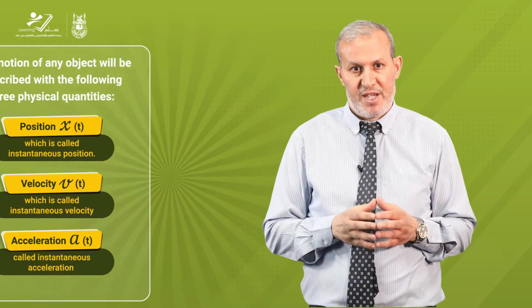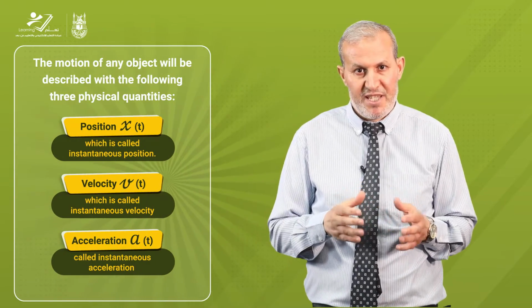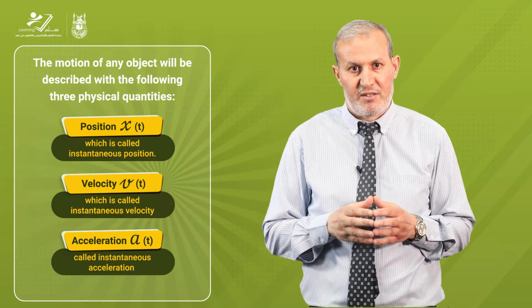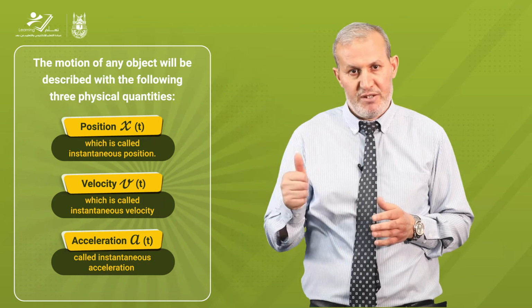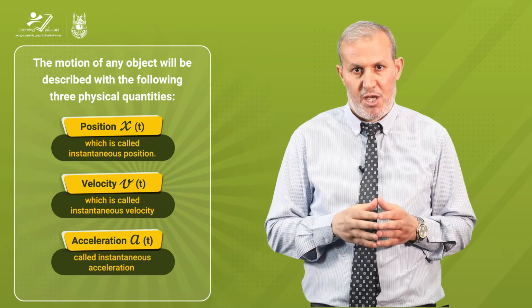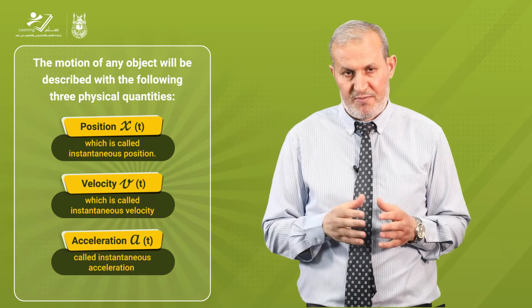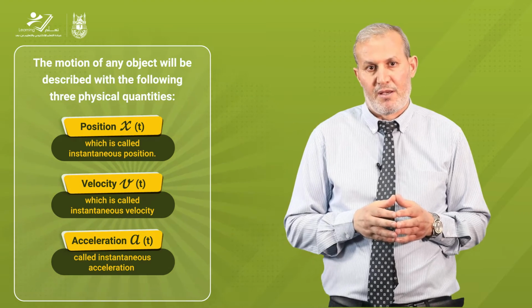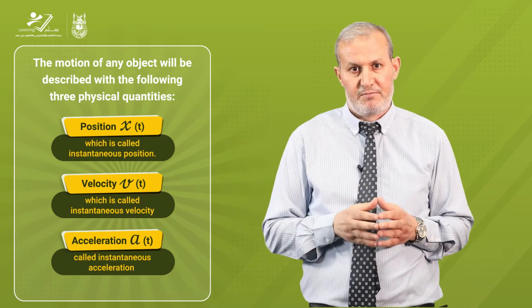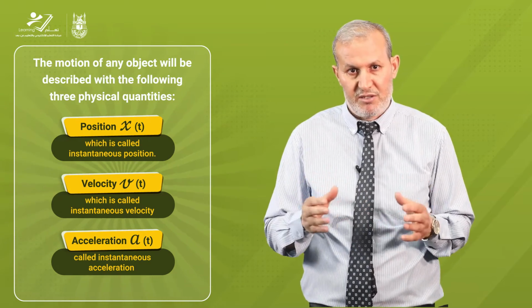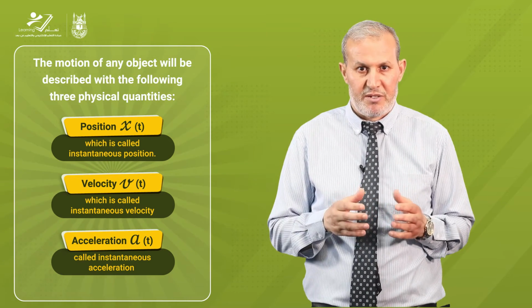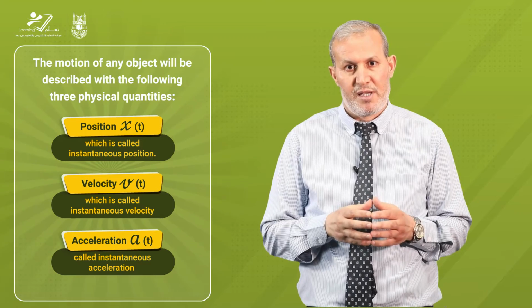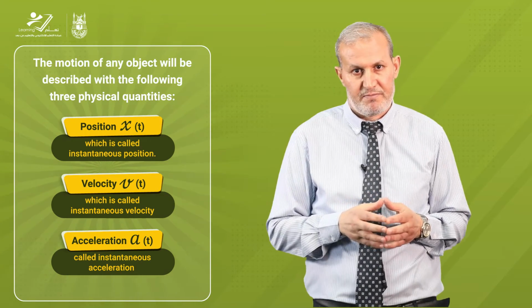The motion of an object will be described with the following three physical quantities: its position, x(t), which is called instantaneous position; its velocity, v(t), which is called instantaneous velocity; and acceleration, a(t), called instantaneous acceleration.